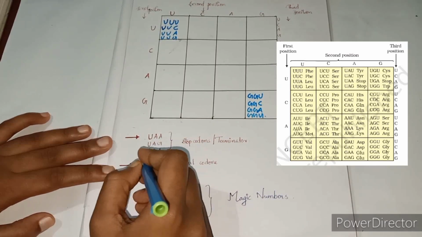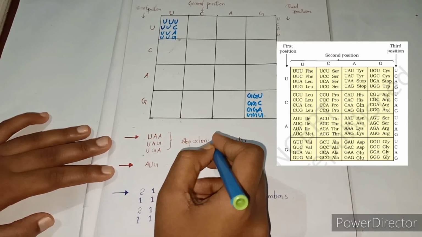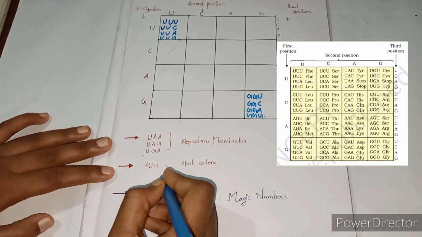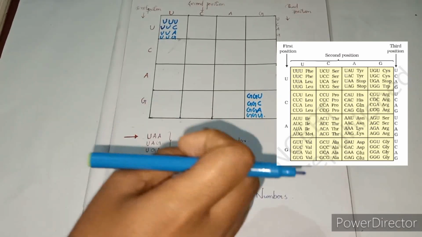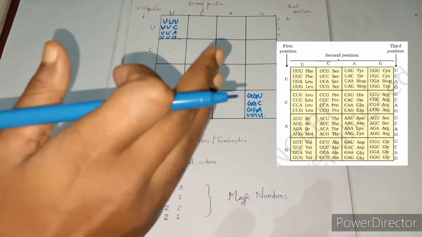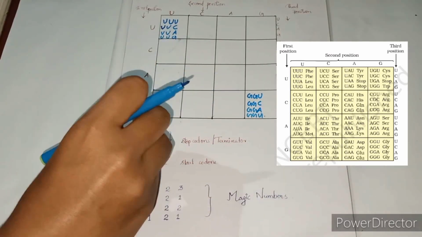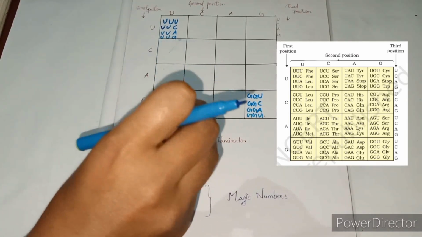UAA, UAG, UGA act as the stop codons or terminators. AUG acts as the start codon. Now we all know how to write this chart, but the real task here is to remember the amino acid which codes for each triplet.